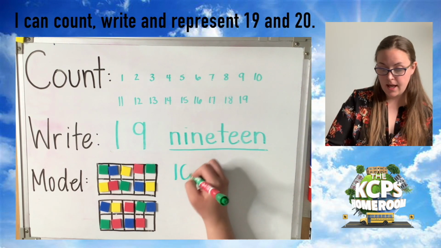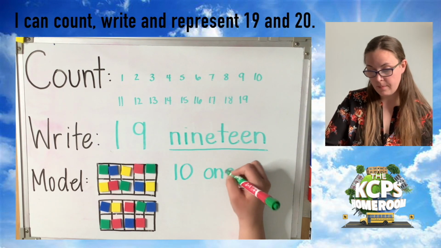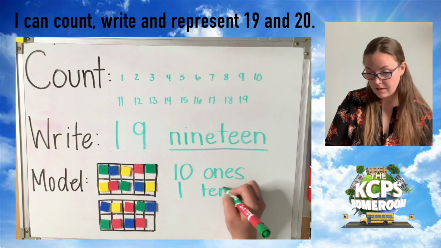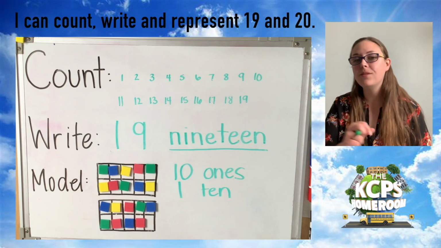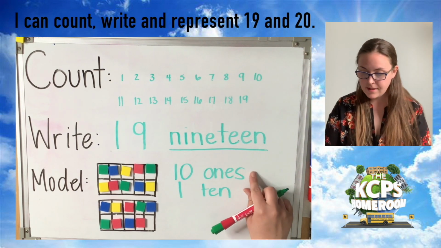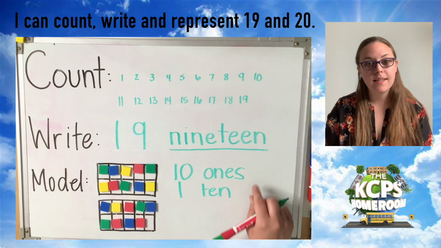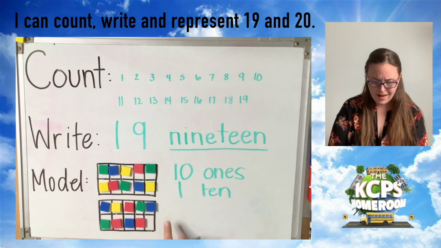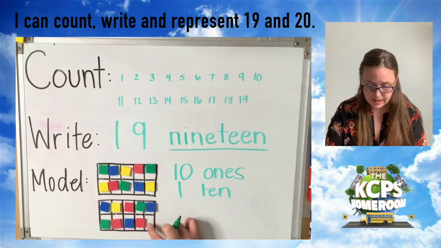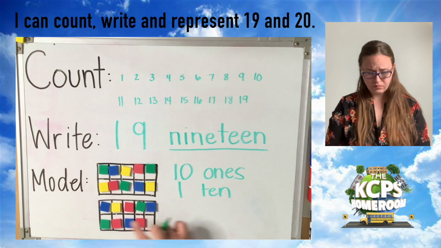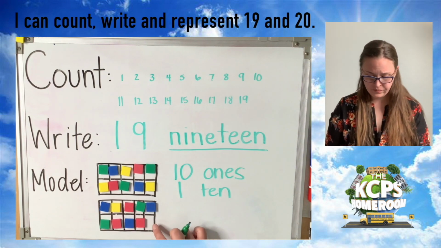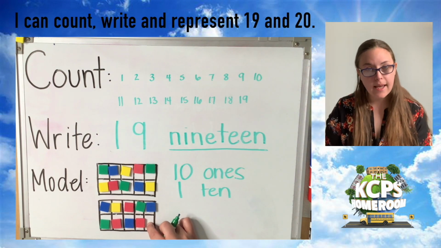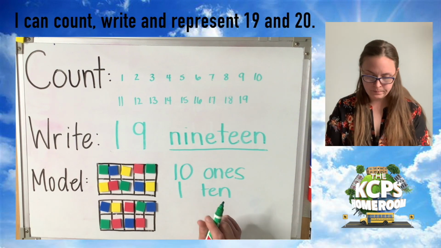If you said 10 1s, great job. If you said 1 ten, also great job. If you said both, give yourself a high five. This top 10 frame models 10 1s or 1 ten. Now let's talk about this bottom 10 frame. I don't need to count what's here because I know there's one missing. So if I have a full 10 frame, I have 10. If I take one away, or if one is missing, how many do you think I have?